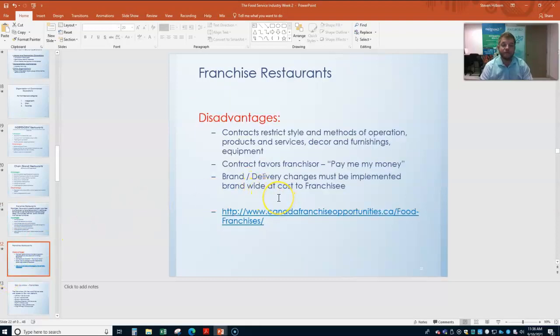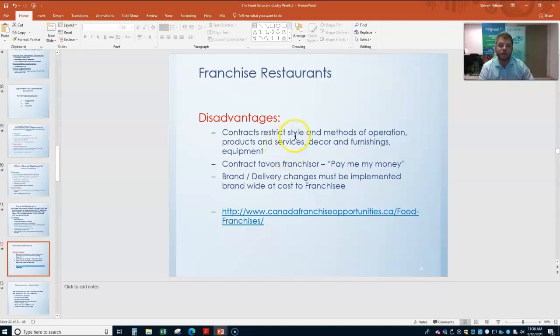Some of the disadvantages: the contract always favors the parent company. So they get their money first before you get anything. So if it's 10%, they take the top 10%, and then you're left with the remainder to pay all your bills and things like that.